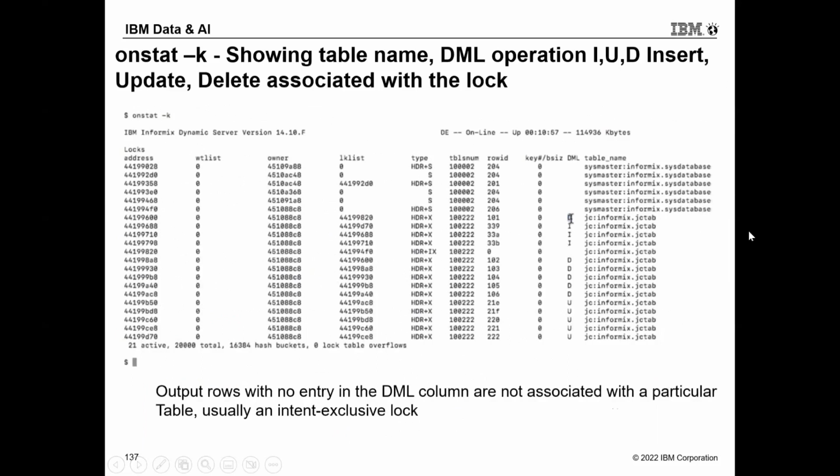onstat -k shows the table name and the DML operation of insert, update, and delete associated with the lock. Output rows with no entry in the DML column are not associated with a particular table. These are usually intent exclusive locks. So if you have smaller machines, upgrading to version 14, if you're memory constrained, this could become a problem for you, having all the table names in the output.